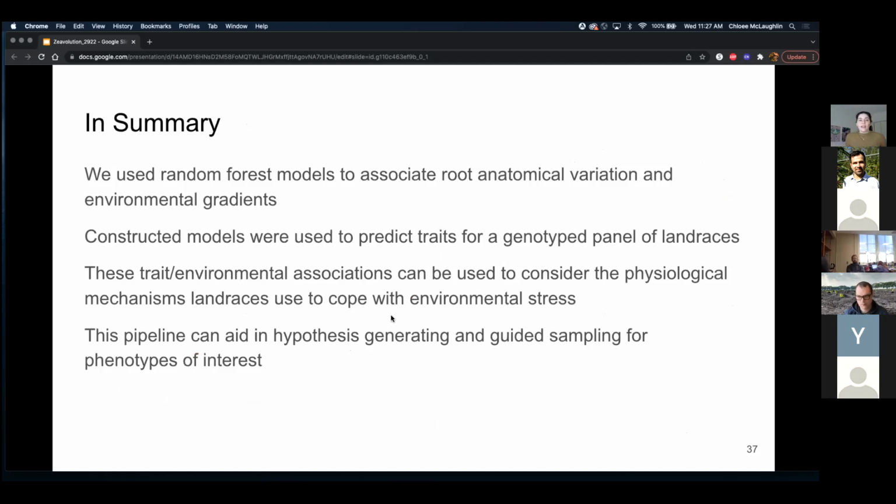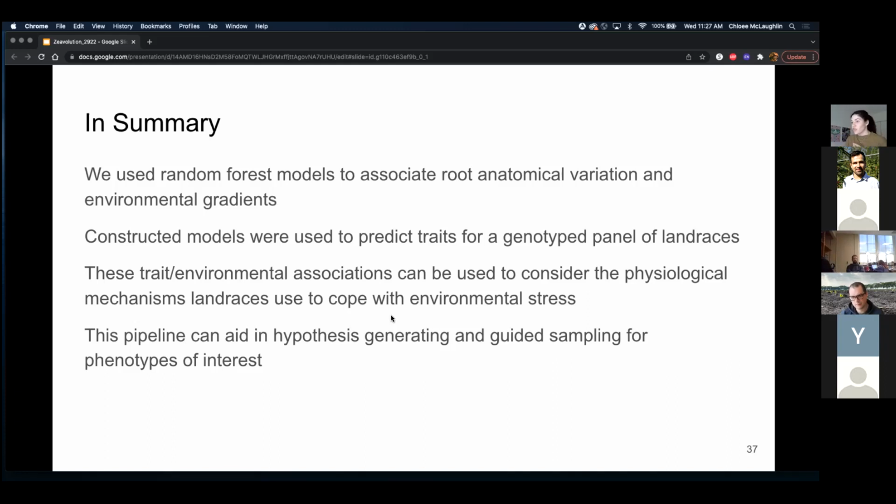So in summary, we used random forest models to associate root anatomical variation and environmental gradients. These constructed models were then used to predict traits for a genotype panel of landraces. Using trait environmental associations, we can then consider the physiological mechanisms landraces are using to cope with environmental stress. And for applications of this pipeline, there's a couple, but I'll highlight two here.